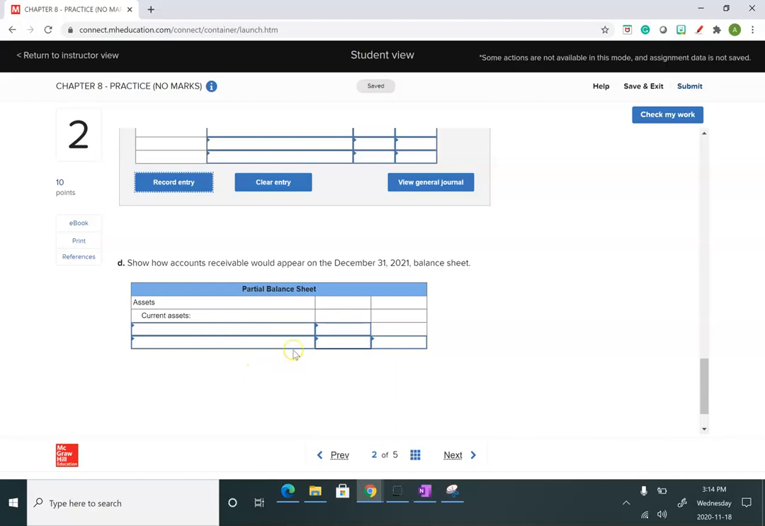And now it wants me to show what my accounts receivable looks like on my balance sheet at the end of 2021. So I'd have my accounts receivable, and then I'd subtract out the allowance for doubtful accounts, and then I'll have my net receivable. So let's just go back into my T accounts, and the good news is I've already posted everything, so I just have to add it up.